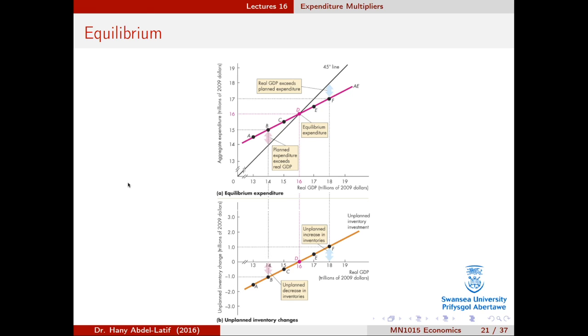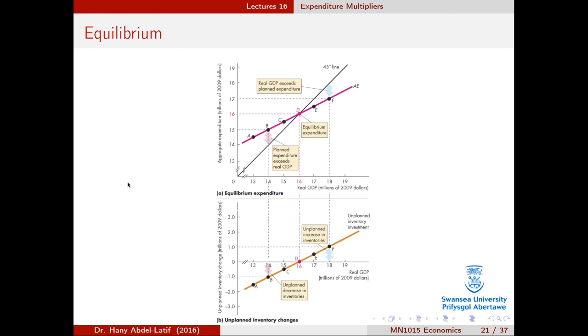Okay? So what about the other points? What about the other cases when aggregate expenditure, what all sectors plan to spend, doesn't match what all firms produced? Then there's no equilibrium, then there's a problem. And how this is going to take us back to equilibrium is very important. The process, the mechanism, how it works. How are we going to go back to D, to that equilibrium point?